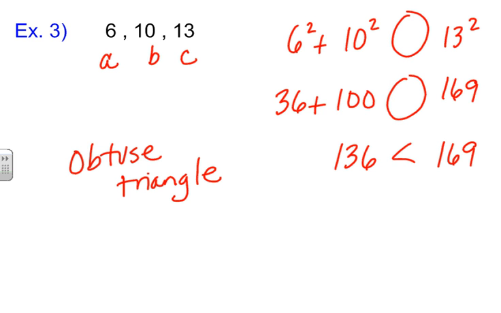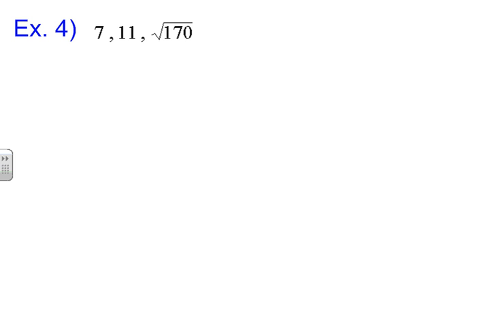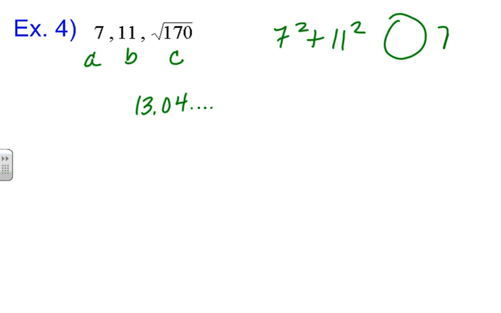We'll try it one more time. 7, 11, and the square root of 170. So the legs are 7 and 11, and the hypotenuse is the square root of 170. We know that the square root of 170, just for information, is 13.04, on and on and on. So we have 7 squared plus 11 squared. How does that relate to the square root of 170 squared?